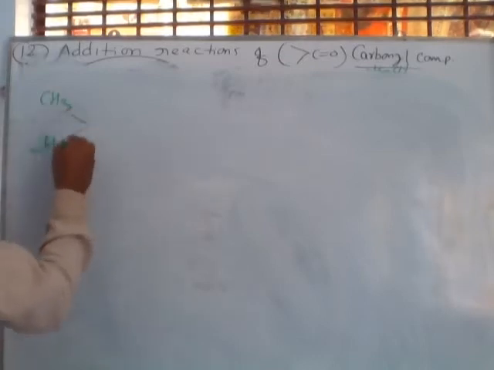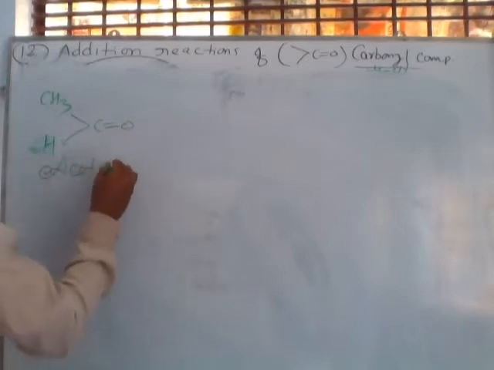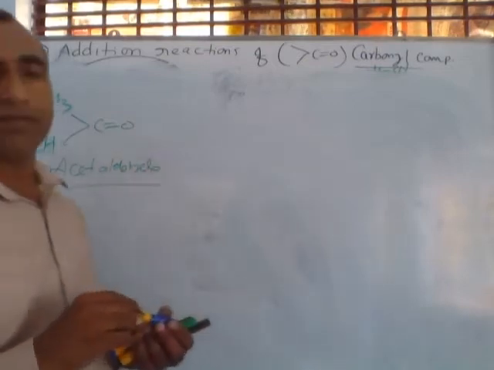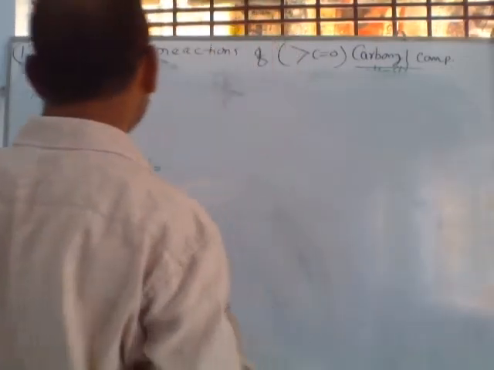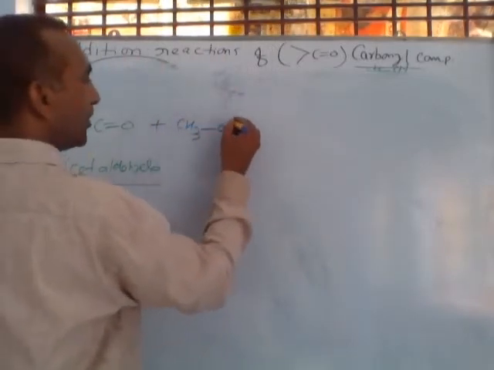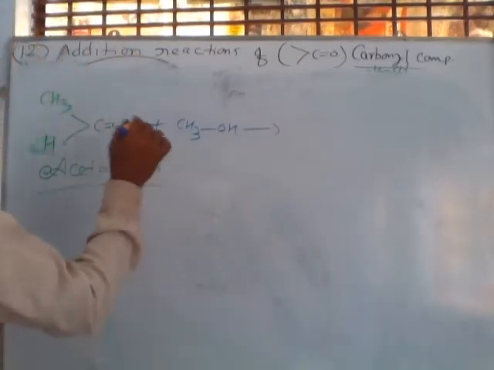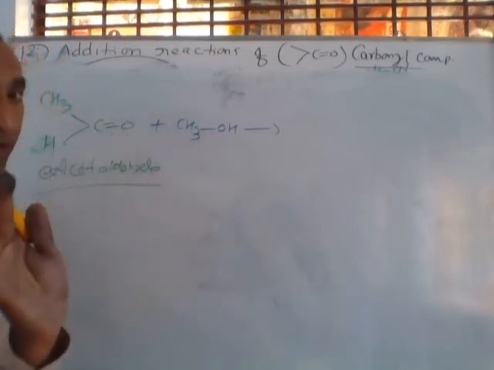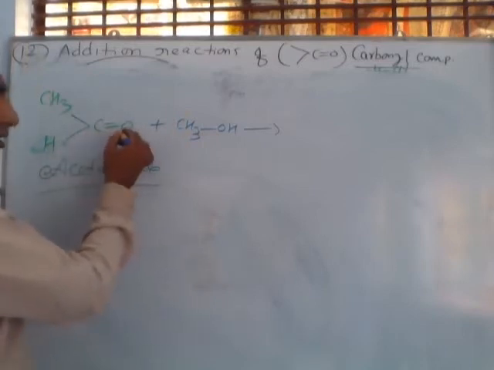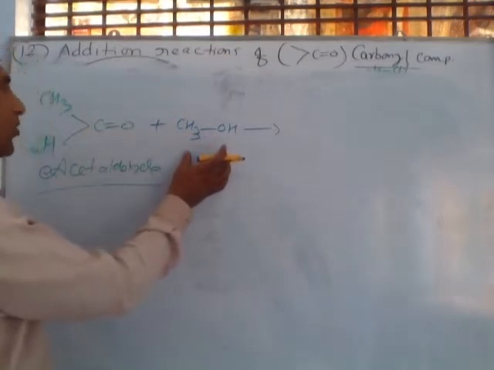So I am using this compound. Can you write the name of this compound? This is acetaldehyde. In IUPAC system you can say this is ethanal, and this compound is called methyl alcohol. You can also use ethyl alcohol. And this ethyl alcohol reacts in this manner. Observe here. This is acetaldehyde. This is methyl alcohol.